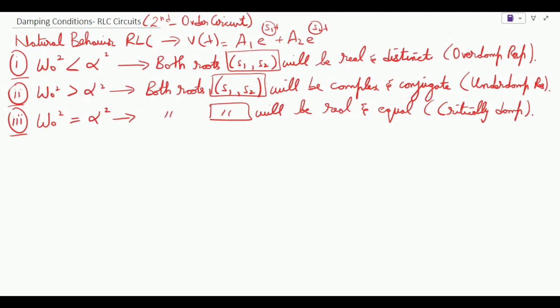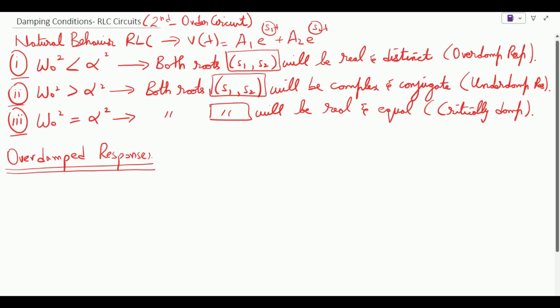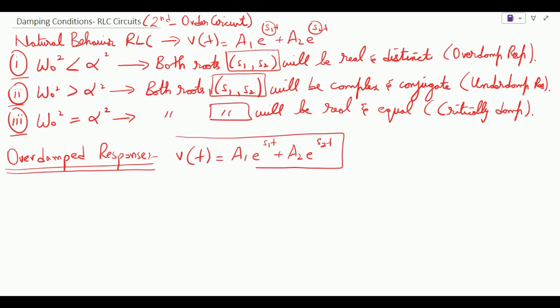We already have determined the voltage expression for an overdamp response. In our previous lecture, we derived a voltage expression if the system is behaving as an overdamp response. You can visit that lecture. We got the final voltage expression to be A1 e raised to power S1t plus A2 e raised to power S2t. This is the voltage expression that we are going to use if our condition comes out to be an overdamp response.